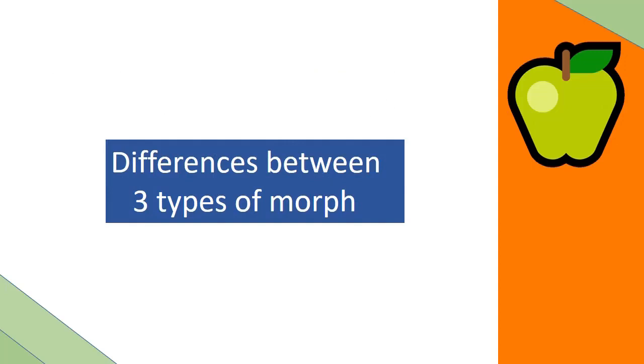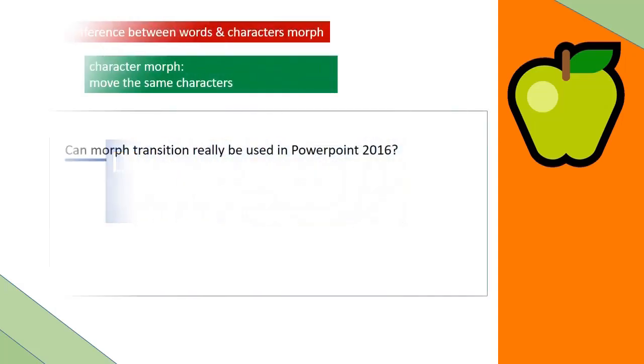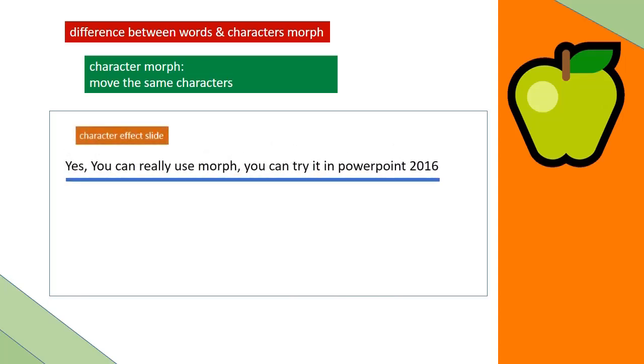Differences between 3 types of morph. I think not everyone is clear about the differences between the 3 morphs, so I will talk about their behaviors. 1. When using objects morph, use exactly the same words in both slides, otherwise it has no effect. 2. If a slide is set to words morph or characters morph, the shapes still move like objects morph. 3. The characters morph feature will move common characters between 2 slides.